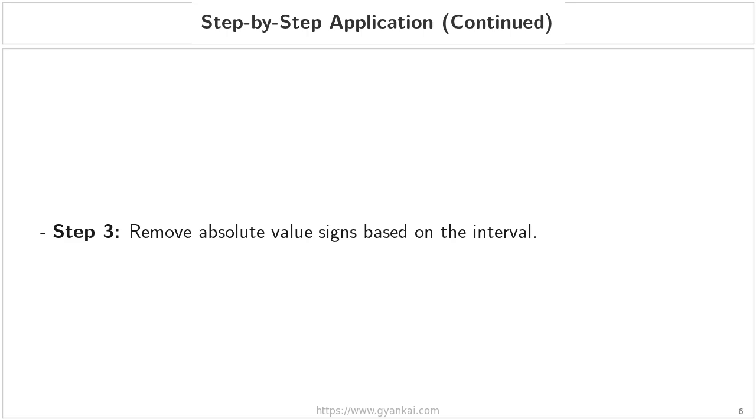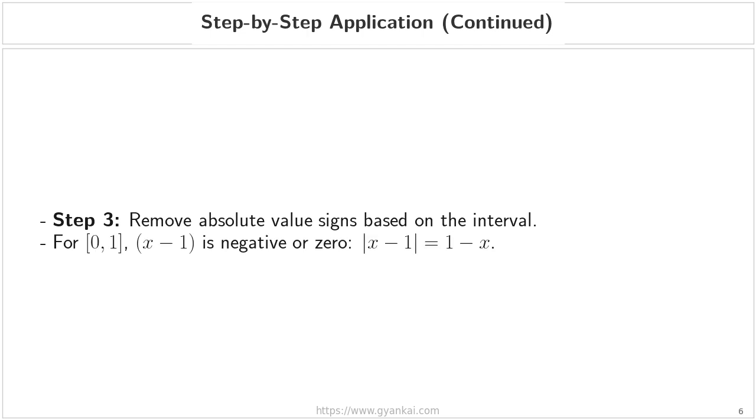Step-by-step application, continued. Okay, let's move on to step 3. Remember, in the previous steps, we set up the problem and identified our critical point at x equals 1. Now, we need to actually evaluate the integral, and to do that, we need to get rid of those absolute value signs. The absolute value function, as you recall, outputs the magnitude or non-negative value of whatever is inside it.